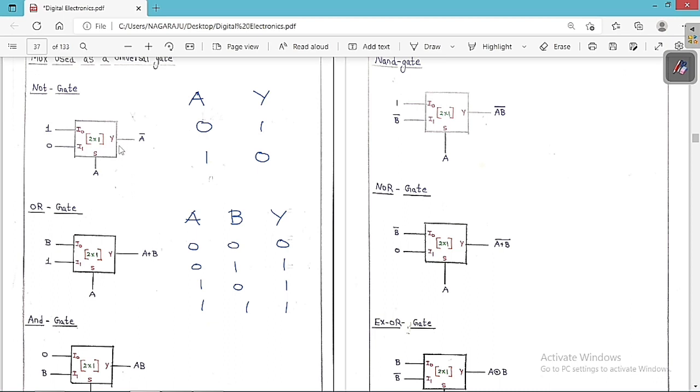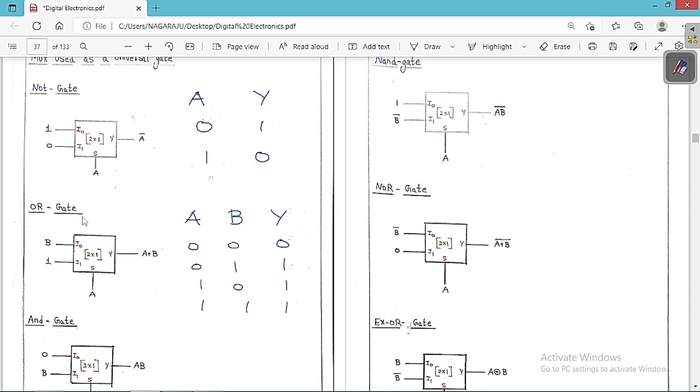So now you told me Y is nothing but A bar into I0 plus A into I1. If you solve this one, we are going to get the expression Y is equal to A bar. So with the help of this, we have built the NOT gate.